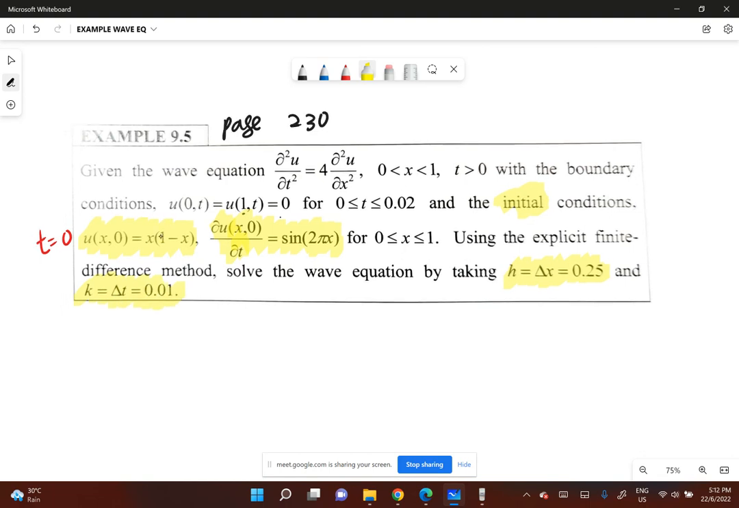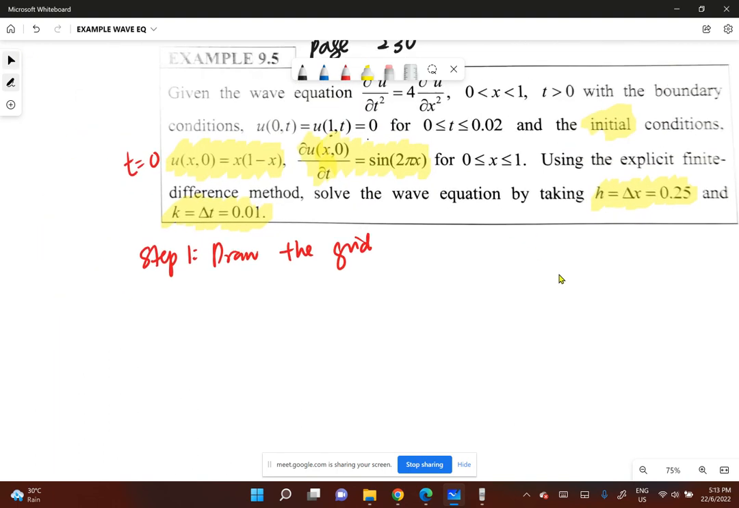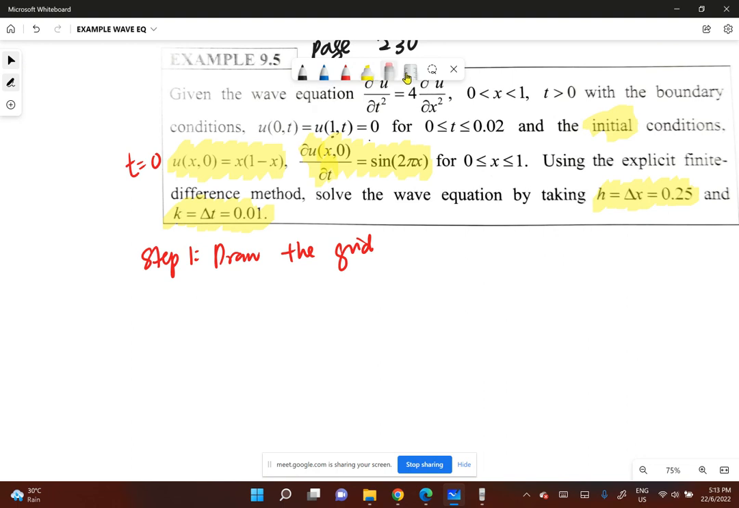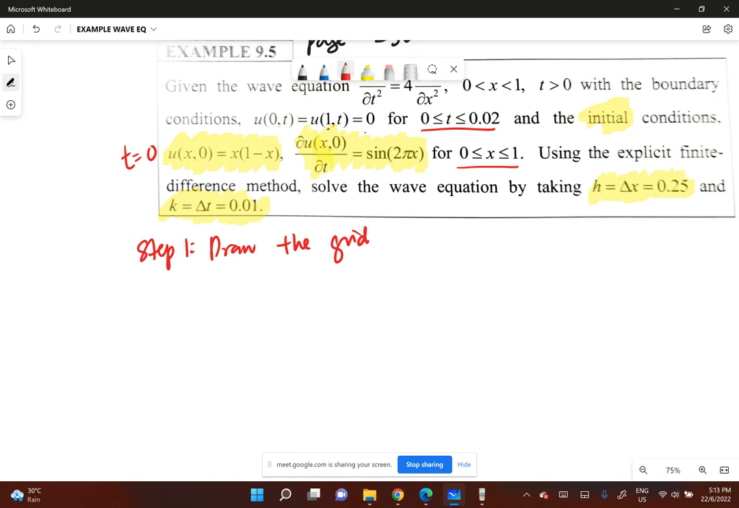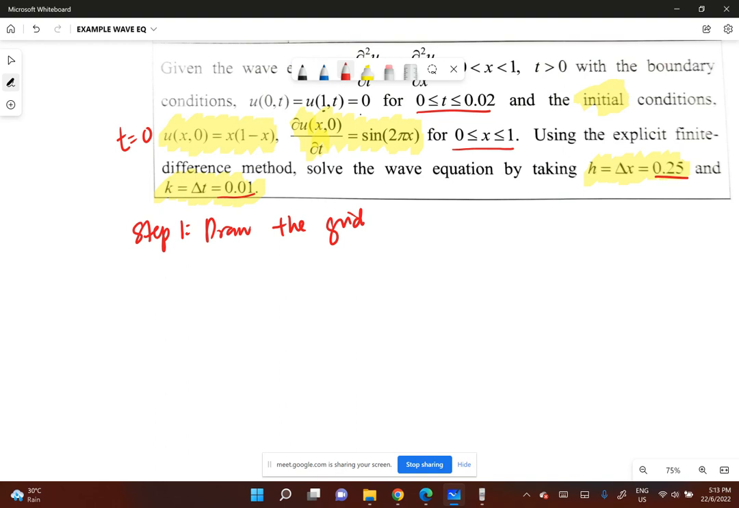So the steps are similar. The first step, we have to draw the grid. x is from 0 until 1, and t is from 0 until 0.02. The step size of x is 0.25, and the step size of t is 0.01.